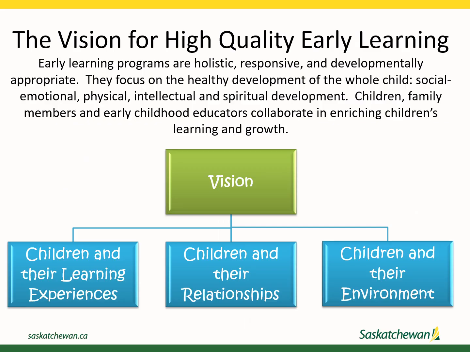The vision states early learning programs are holistic, responsive, and developmentally appropriate. They focus on the healthy development of the whole child: social, emotional, physical, intellectual, and spiritual development. Children, family members, and early childhood educators collaborate in enriching children's learning and growth. The vision also presents 3 broad statements about children's learning experiences, their relationships, and their environments. These important ideas are expanded in the early learning principles.